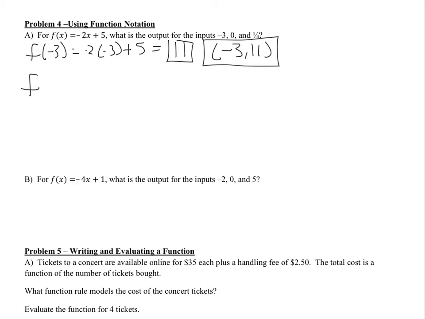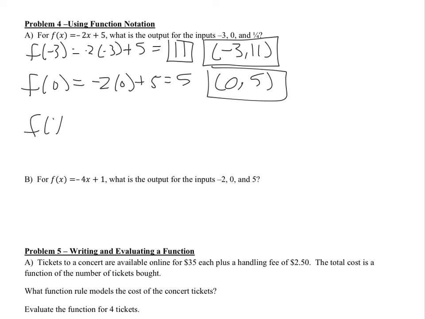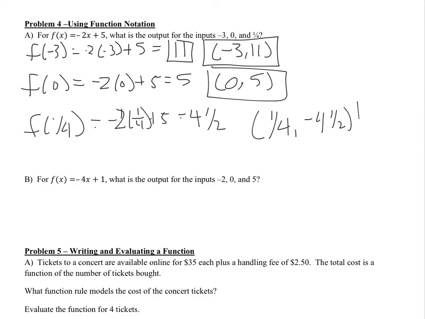The second one is saying evaluate the function at x equals 0. They're plugging 0 in for x, so that becomes 0 plus 5, which is 5. So again, my ordered pair would be (0, 5). My last one is saying plug 1/4 into it. So -2 times 1/4 plus 5. That gives me -1/2 plus 5, which would give me 4.5. So my output would be, 1/4 input, 4.5 output. Pause the video and do B by yourself.